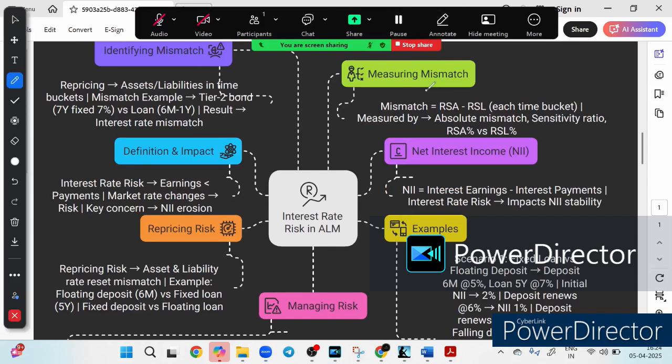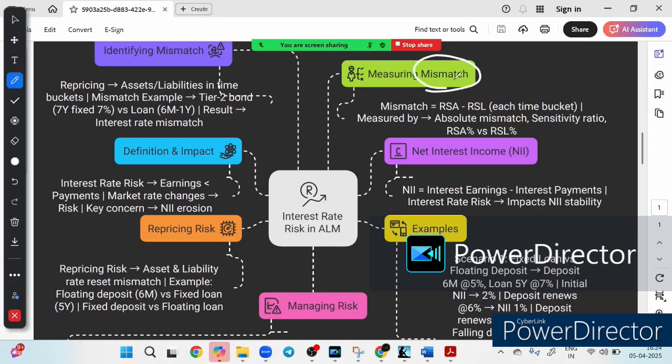Now how to measure this mismatch? One thing is quite clear, that a mismatch is always there between our deposits and our loans, between our assets and our liabilities. How to measure them? Banks track the mismatch using absolute mismatch, which means the difference between RSA and RSL. RSA means rate sensitive assets and RSL rate sensitive liabilities. That is the first technique. The second technique is the sensitivity ratio, which is the impact of rate change. And the third technique is RSA percent versus RSL percent. So there are 3 ways to measure this mismatch.